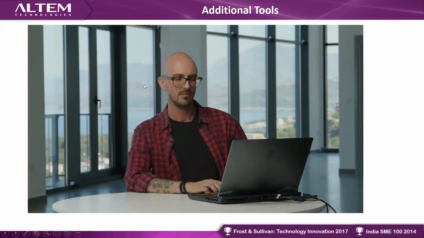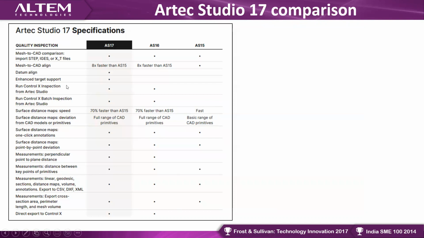Okay, yeah. So coming to the last step, these are some of the updates or differences between the previous versions of Studio 15, 16, and 17. As you can see, this mesh to CAD alignment is 8 times faster than Artec Studio 15. And again, surface distance, that is the color comparison or surface comparison between CAD and scan model, is 70% faster now. And again, all kinds of primitives can be done.